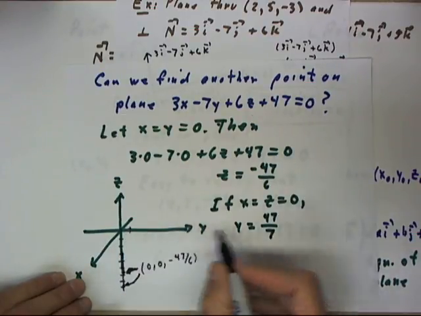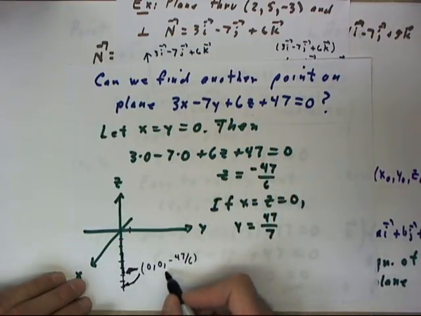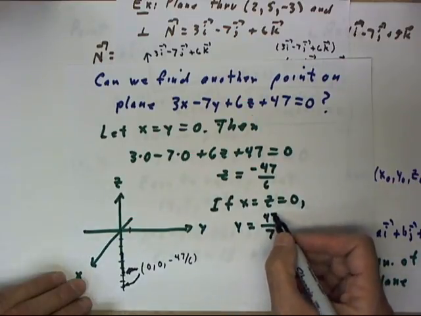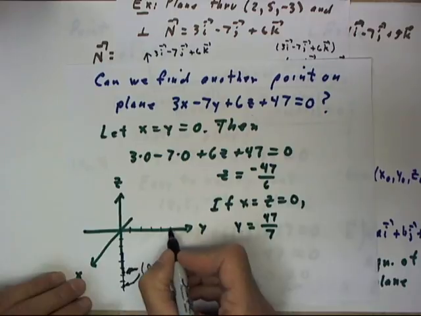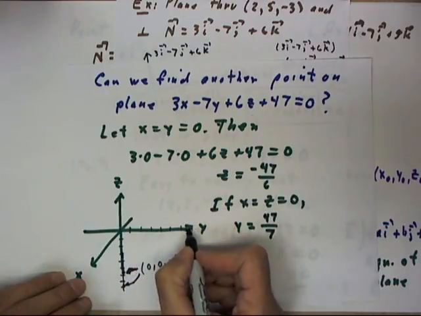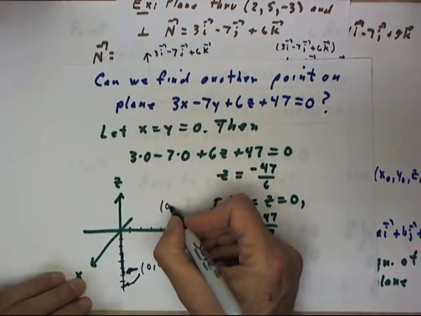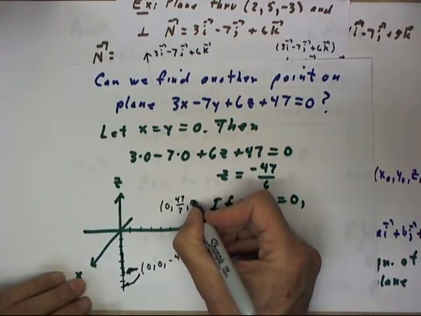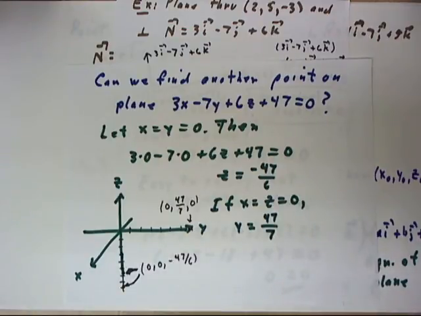Now on the y-axis, z equals negative 47 over 6 gave us this. x equals z equals 0, so that y equals 47 over 7. We come out almost 7 units. Let's see, 1, 2, 3, 4, 5, 6, almost 7. That would put us about here, and that's the point 0, 47 over 7, 0. Now that's a point on the y-axis.